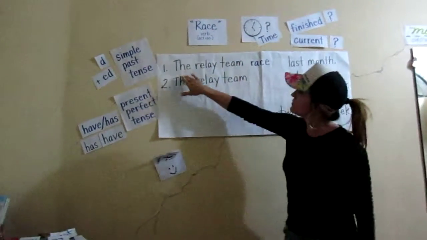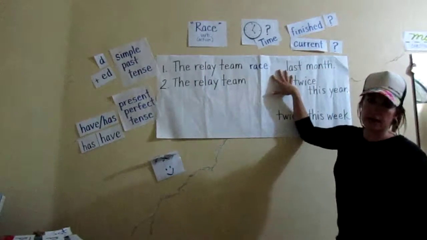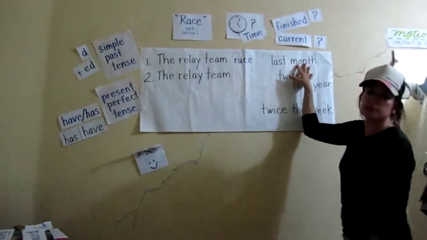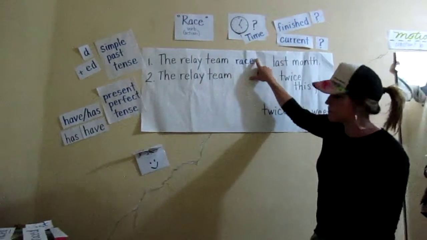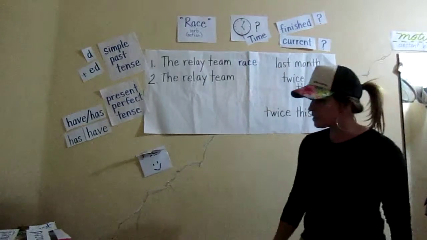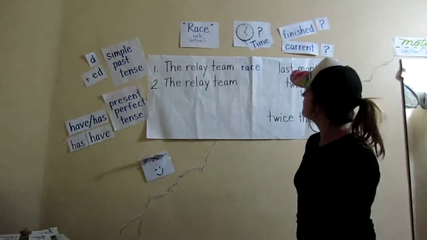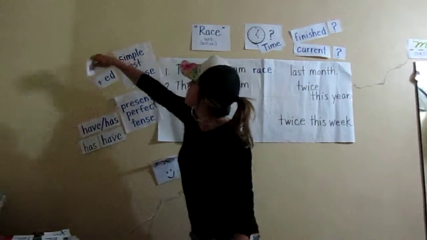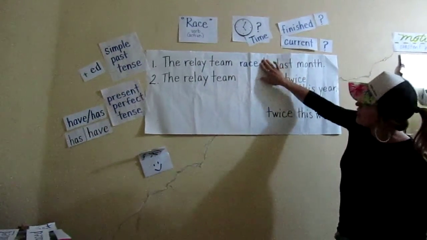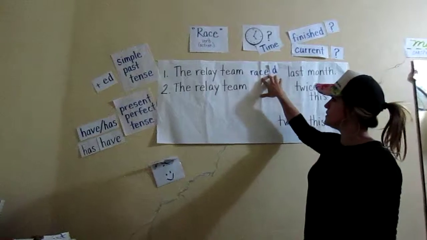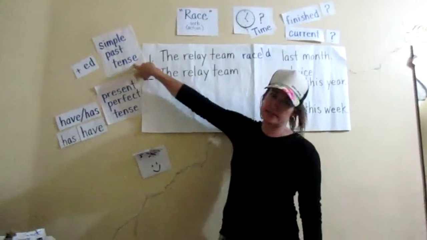For instance, if we were going to say the relay team race last month, that's incorrect because it's not in past tense, and last month is completely over and done with. So we need to turn race into the past form by adding an ed. If the word already ends in an e, you just add a d. So the relay team raced last month, over and finished, simple past tense.